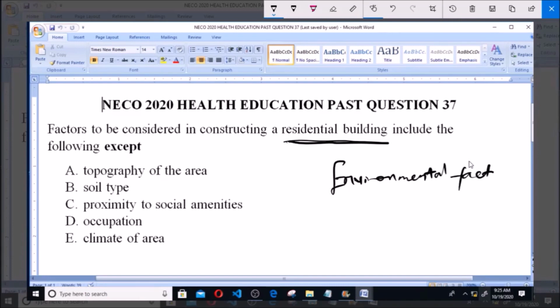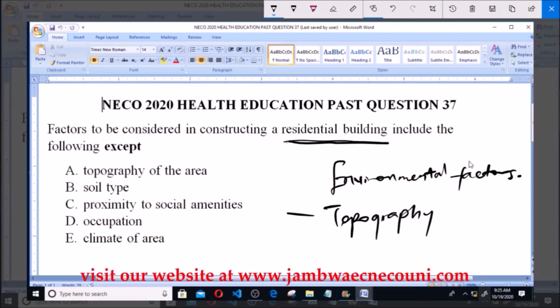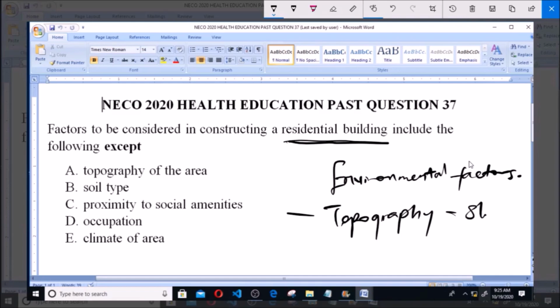Environmental factors have to be considered, and this includes the topography of the area. Topography here refers to the slope of that area, that is, how sloped the area is. When the topography of the area is considered, it is possible to look for a way to construct this building so that it matches the slope of the area. So topography represents the slope, that is, how sloped the land is.